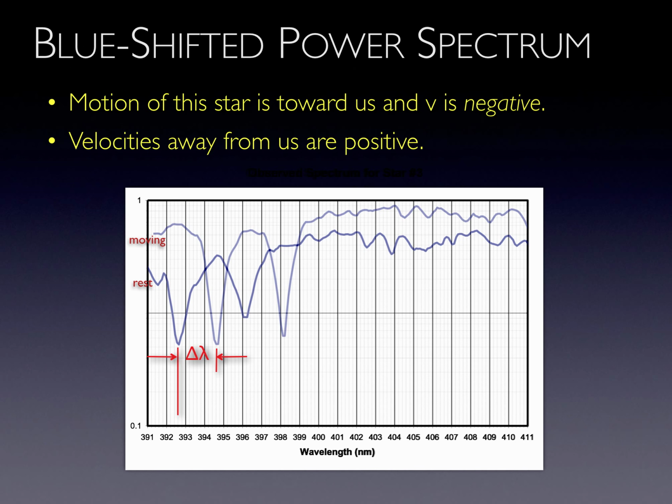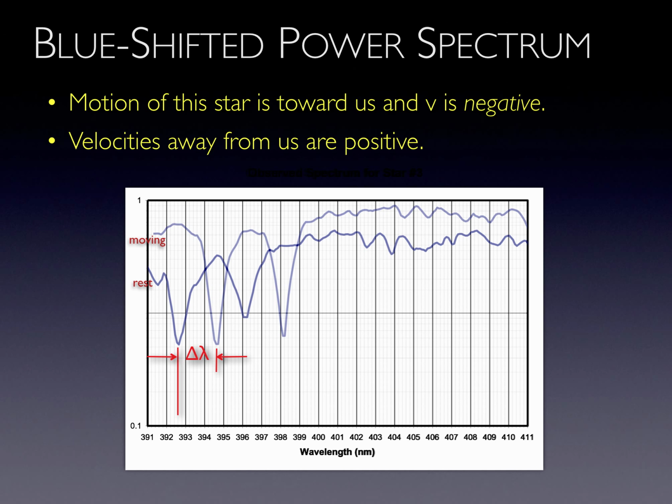Here are power spectra of two stars shown over a very limited range of wavelengths. One spectrum is a lighter shade of blue than the other. On the horizontal axis is the wavelength and on the vertical axis is the relative intensity. Notice that the two absorption lines in the power spectrum of the moving source are shifted to longer wavelengths than those of the source that is at rest.